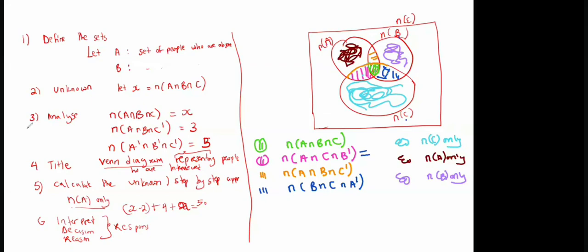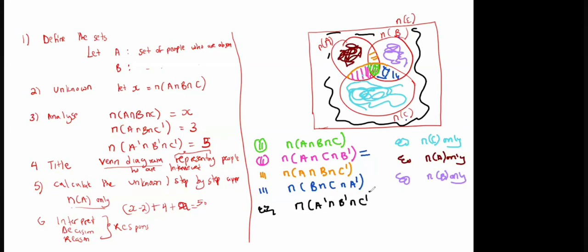Then the last region is the region that is outside, this region here. Now this region that is outside, we have two names we can call it. That one can be called A prime intersection B prime intersection C prime. Or sometimes they can use A union B union C, everything prime. So it can be represented using any of those. Now, those are the common regions that you need to know on any Venn diagram as you are approaching it.